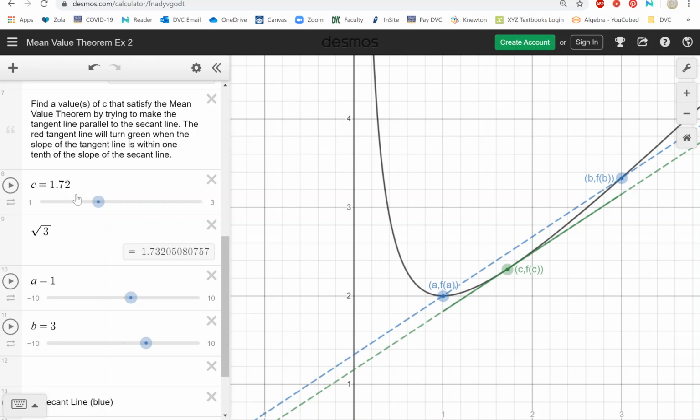So here I can see c is about 1.72, and that is the square root of 3 is what it is exactly, and you can see it's about 1.72. I have a little tolerance on here to have it change to green when we're kind of close to them being parallel, right? So that concludes our video for example 2.